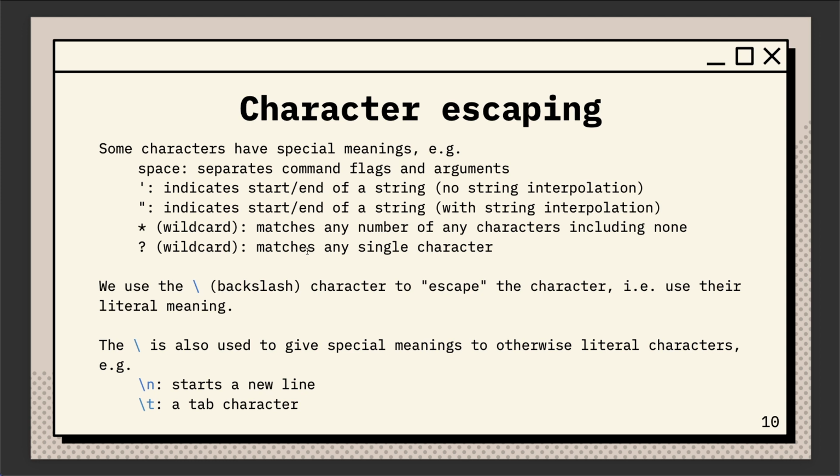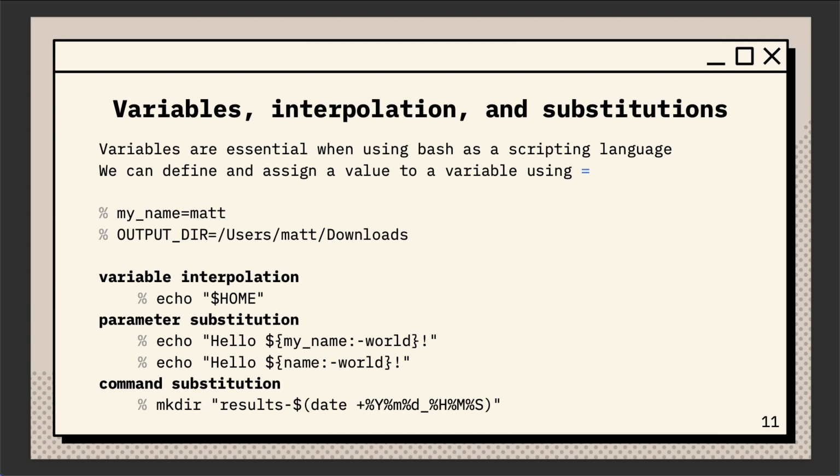So since these characters have special meanings, when we want to use the literal meaning, we have to use the backslash character to escape the character. The backslash is also used to give special meanings to otherwise literal characters. So the 2 most common examples you'll see are \n, which starts a new line of text, and \t, which represents a tab character. The final features of the shell that you should be aware of are variables, string interpolation, and substitutions.